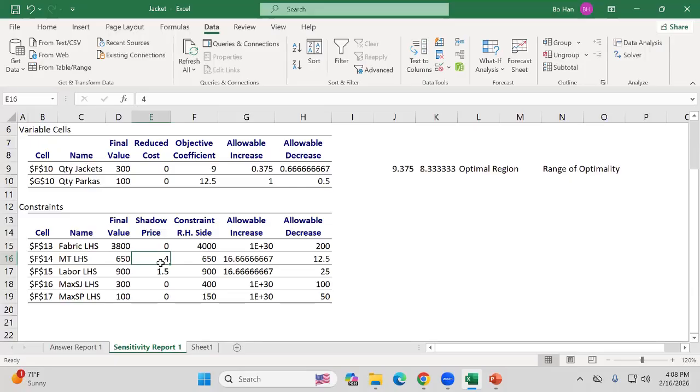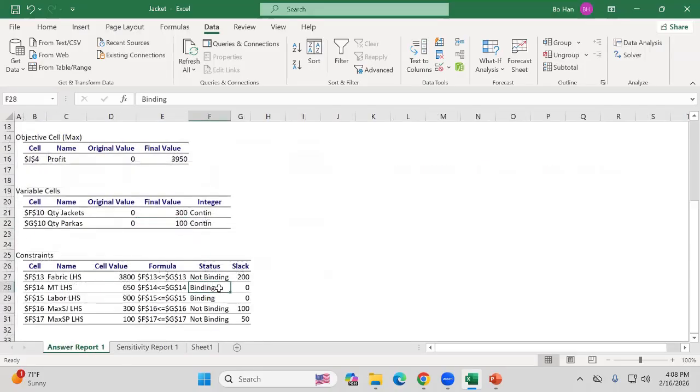Why can the second constraint increase your profit? Because if you go back to the answer report, what is the status of the second constraint? Binding. Binding means you have used all available machine time. No more time. That's why machine time is the bottleneck of your business process. That's why the shadow price shows you that if you give your team more machine time, they should be able to increase your profit.